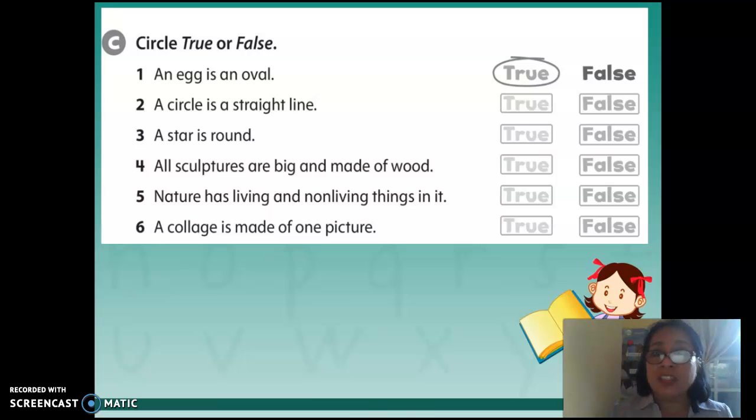Okay, one more time. Let's check all the answers one more time. A circle is a straight line. False. A star is round. False. All sculptures are big and made of wood. False. Nature has living and non-living things in it. True. A collage is made of one picture. False. Okay? So, we finished answering these activities.